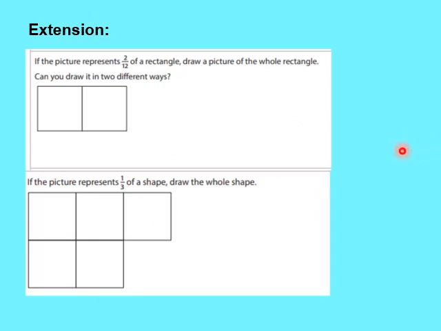And finally, there is an extension. It's up to you if you do the extension or not. You don't have to. But if you wanted to challenge yourself, then I've got 2 problems here for you. The first one says, if this picture, that's this picture here, represents 2/12 of a rectangle, can you draw a picture of the whole rectangle? And can you draw it in 2 different ways? For the second question, it asks, if this picture represents 1/3 of a shape, can you draw the whole shape? Now it's up to you if you have a go at that one or not, but it'd be quite interesting to see how you get on.